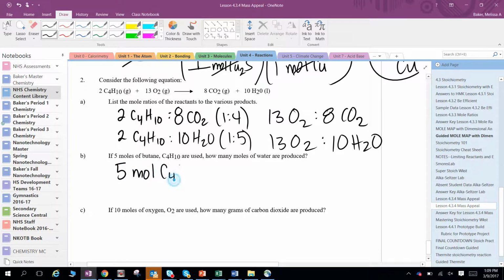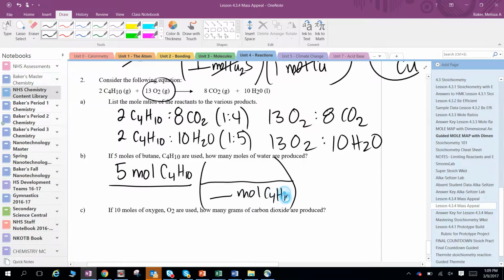You've got 5 moles of butane used up. How many moles of water did you produce? Now, this should say, assuming that you had an excess of oxygen gas, because of course you need oxygen to even start the reaction. But we're going to get moles of C4H10 into moles of H2O. For every 2 moles of C4H10, you make 10 moles of H2O. Multiply across the top, divide by the bottom, and you get 25 moles of H2O.